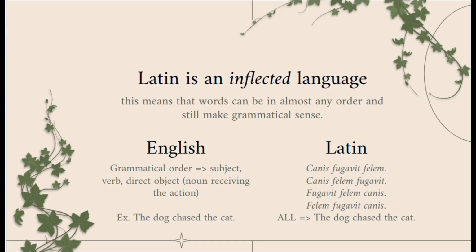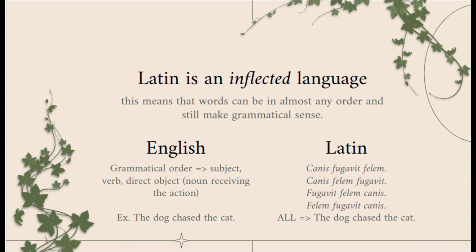The first and essential thing that you need to know about Latin is that it's an inflected language. This means that the words in a Latin sentence could be in almost any order and still make grammatical sense. English is not an inflected language. English follows a grammatical order to its sentences. Usually it's subject, verb, direct object, which is the noun receiving the action.